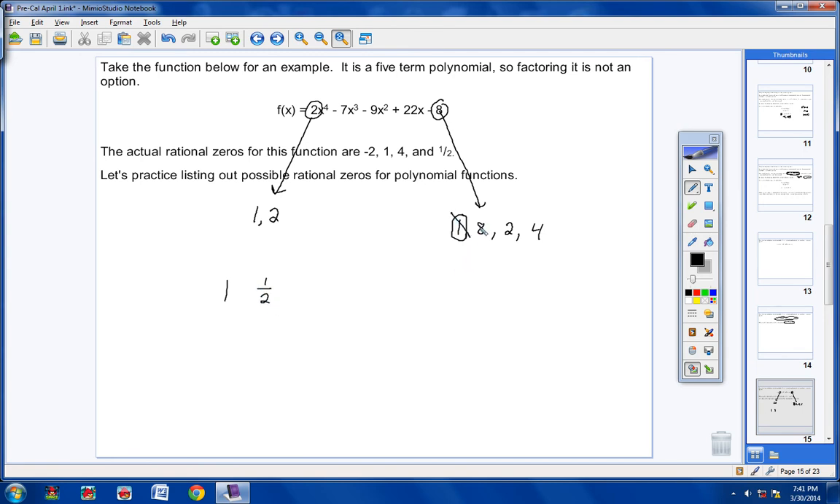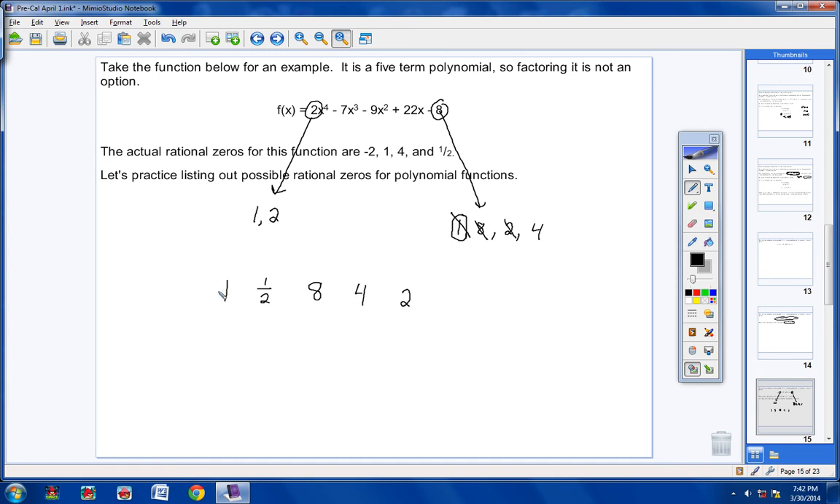Cross it off. Now you do the same thing with your 8. 8 over 1 is 8, and 8 over 2 is 4. Cross that off. Now you use the 2. 2 over 1 is 2, and 2 over 2 is 1, and we already have 1 written down, so we're not going to worry about writing that. And now we deal with the 4. 4 over 1 is 4. We already got that. And 4 over 2 is 2. We already have it. So here's your list.